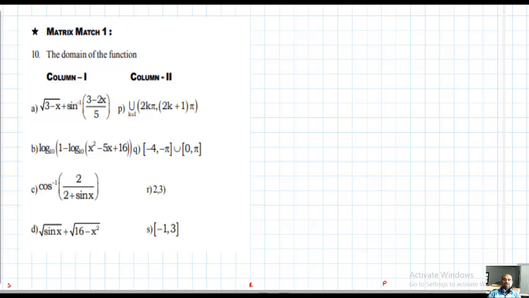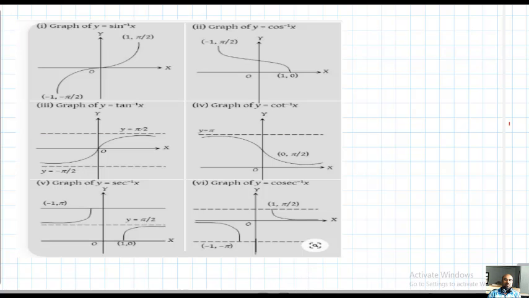In the 16th part I started the concept of inverse trigonometric functions. The domain, range, and graphs of inverse trigonometric functions are important. So how to remember their graphs is important. This is the graph of sine inverse of x. Here -1, here 1, this is pi by 2, this is minus pi by 2.